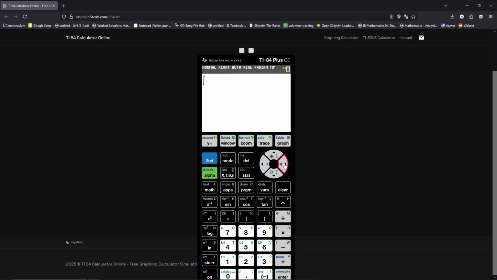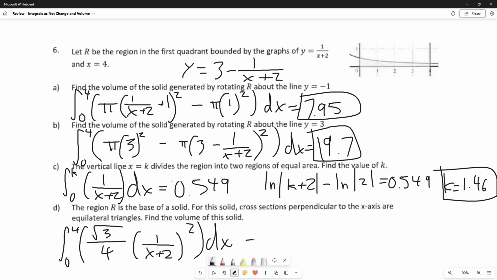From 0 to 4, square root of 3 over 4 times (1 over x plus 2) squared, dx. And our answer is 0.144. So 0.144 units cubed is our final answer.